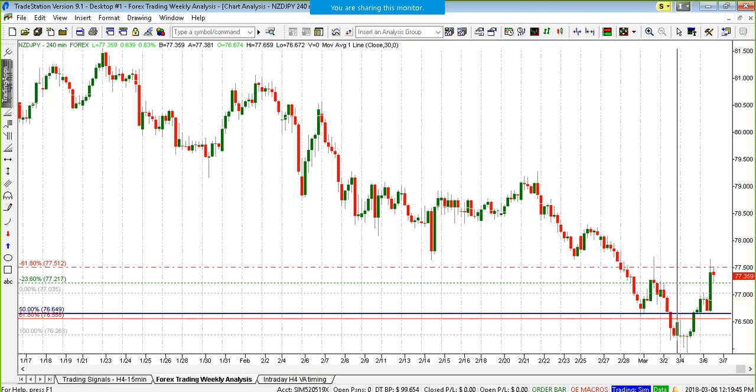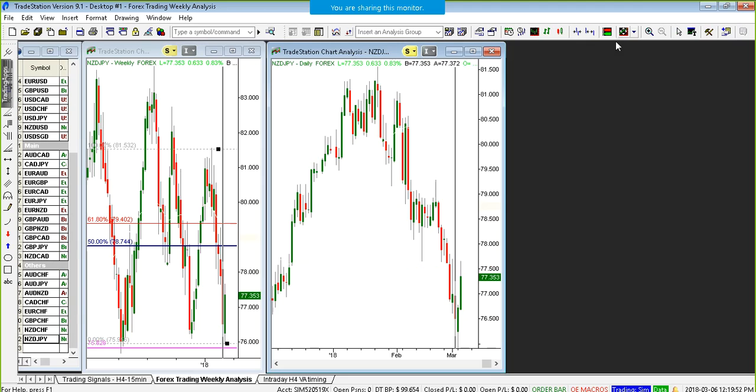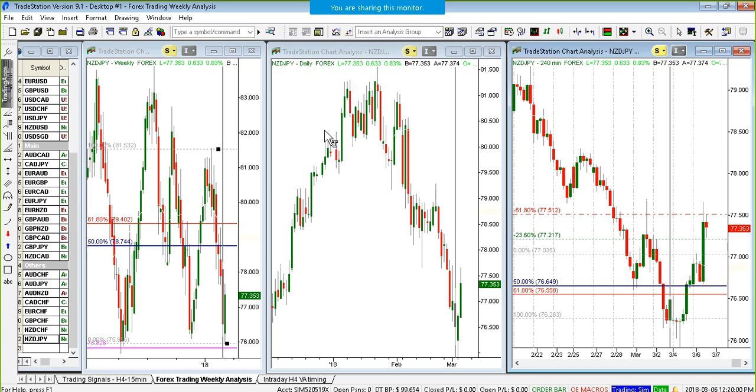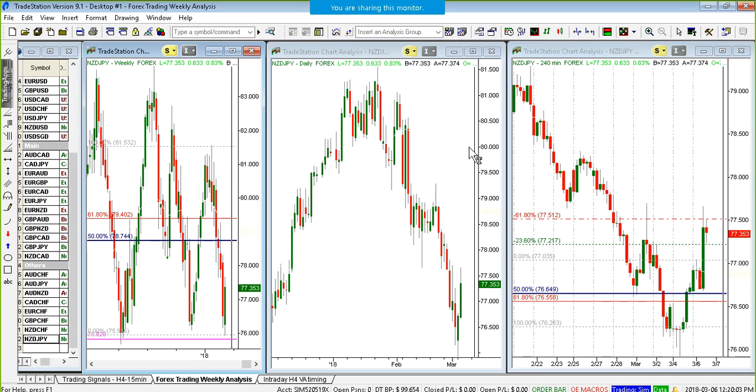All right, so this completes our full review for today. Be safe. Don't rush. There's no need to do that. Wait for the good setups, especially those having support on the weekly and daily time frames.